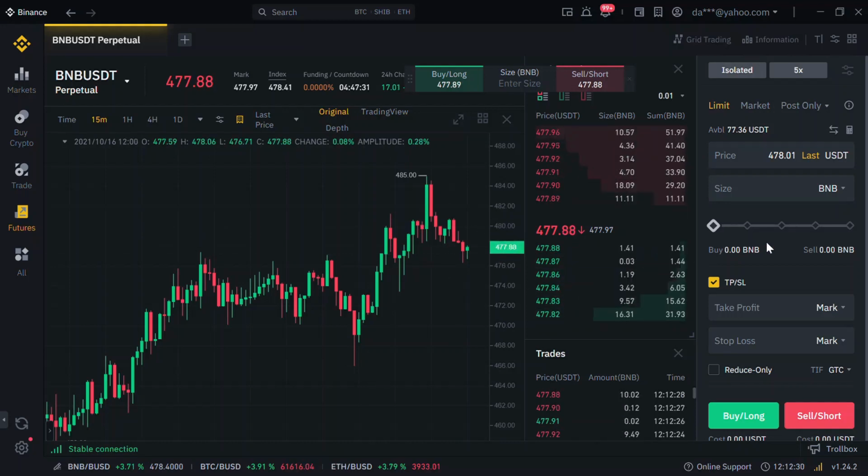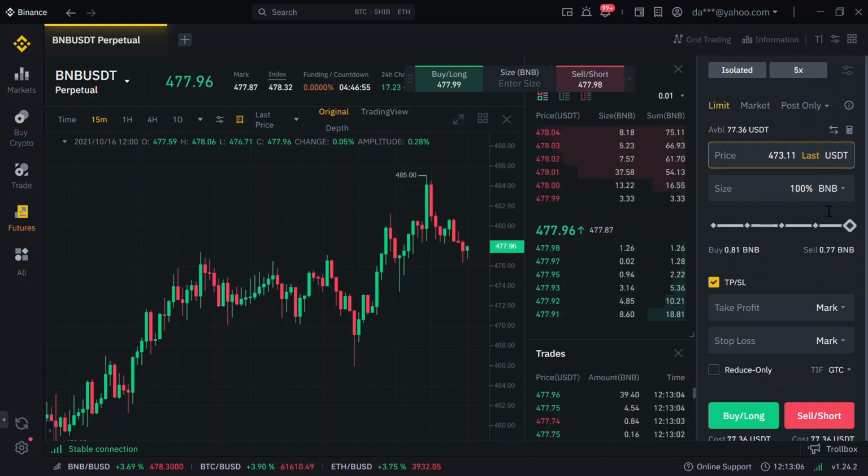If I'm placing a limit order, let's say I want to buy BNB when it dips to this area. At my limit price, I'll put 473.11. So that means I'll be buying BNB when it gets to 473.11. The max size I can go here currently, for long, is 0.81. That's if I'm using 5x.